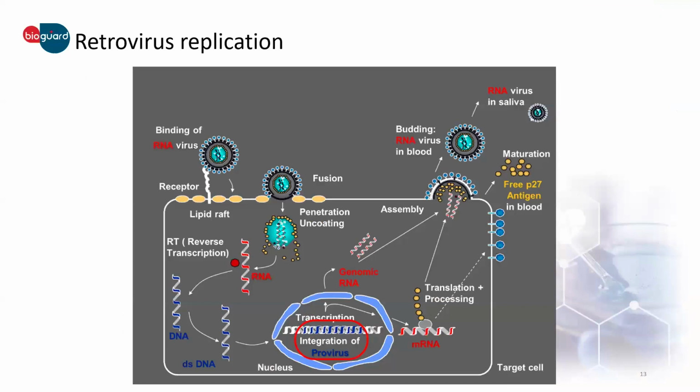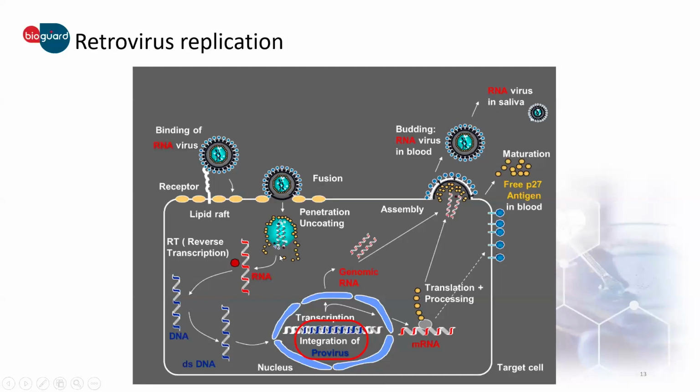And let's take a closer look at retrovirus replication. Here we use FeLV as an example. After the FeLV virus binds to the receptor, it will enter the infected cells. The target cells are also usually lymphocytes.